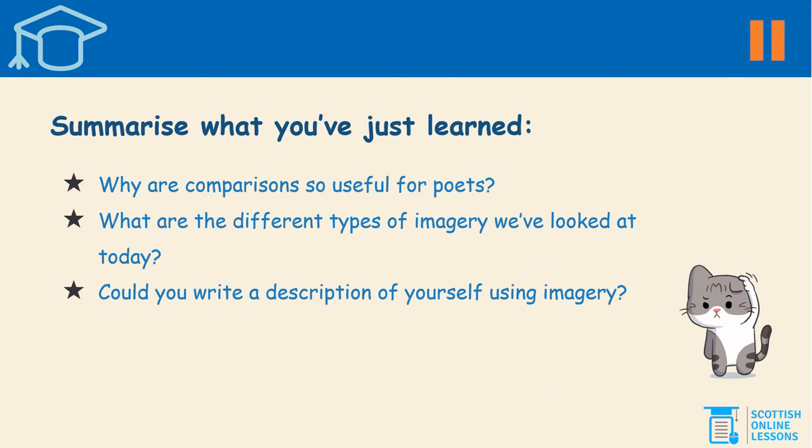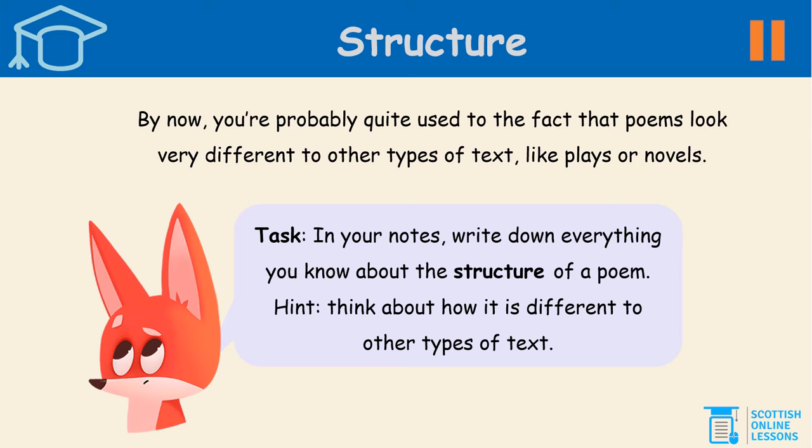Before moving on to the last part of today's lesson, try to summarise what you've just learned. First, why are comparisons so useful for poets? Next, what are the different types of imagery that we've looked at today? And finally, could you try to write a description of yourself using imagery? Even if you can just think of one simile or metaphor to describe yourself, try to write it down just now before moving on. The last thing we're going to look at today is structure.